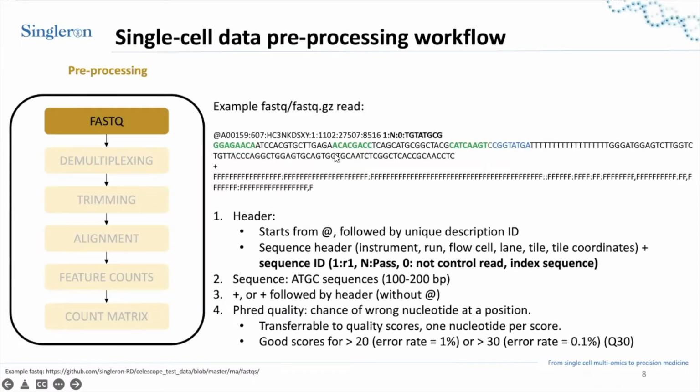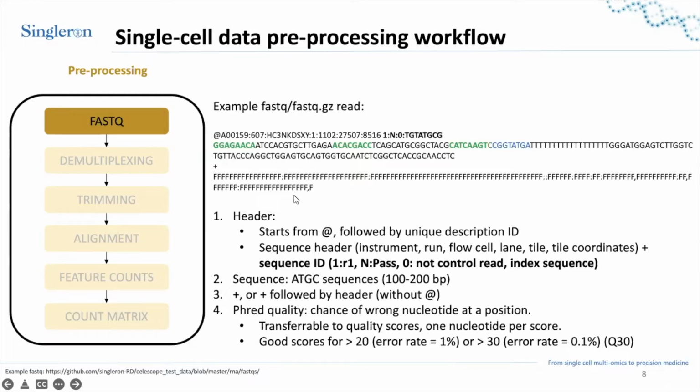And the second line will show the ATGC sequences. Basically, it's about 100 to 200 base pairs long. Like mentioned earlier, it can also be 72 base pairs if we only capture the first part, where it includes the cell barcode as well as the UMIs. So the third row will show the plus sign, or alternatively, some Fastq files also have the plus sign followed by the description ID.